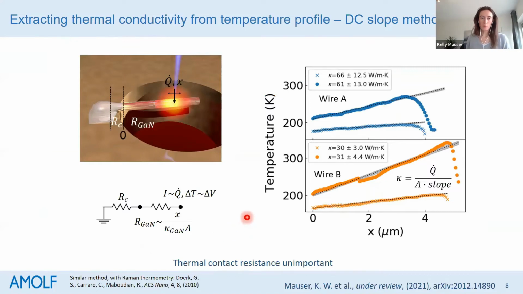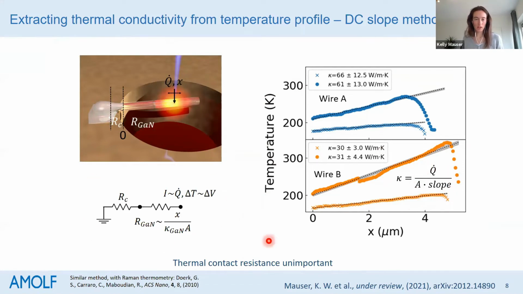So we came up with another method to measure the thermal conductivity where the thermal contact resistance is not important. Here we just heat sink one end of our nanowire, and we scan the electron beam along the nanowire and measure the temperature at each location where the electron beam is parked. So we measure temperature versus distance, and from the slope, we can extract the thermal conductivity.